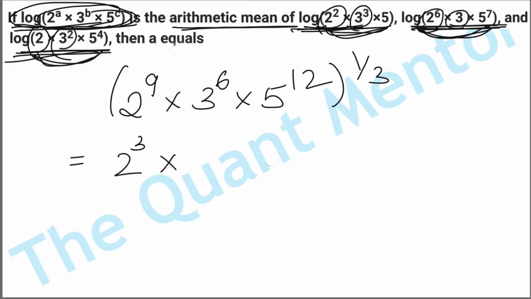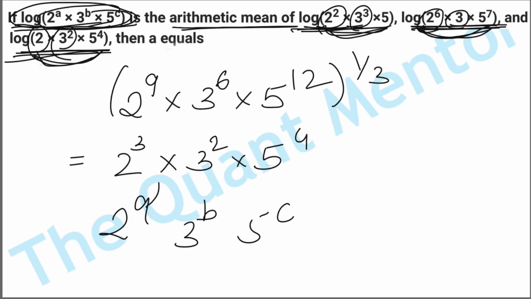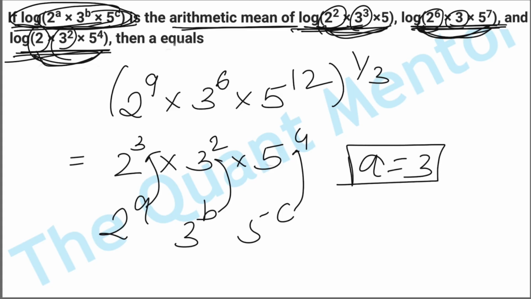That's 2 cube. Similarly, 3 raised to 6, the whole raised to 1 by 3, is 3 raised to 6 into 1 by 3. That's basically 3 raised to 6 by 3, and that's 3 square. Similarly, 5 raised to 12, the whole raised to 1 by 3, will be 5 raised to 12 by 3, or 5 raised to 4. This now we'll compare with 2 raised to A, 3 raised to B, and 5 raised to C. A is 3, B is 2, and C is 4. Super easy solution to our question. What they want is A is 3.